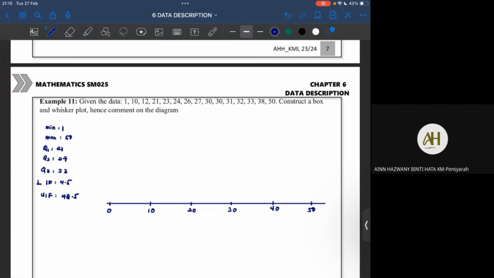Okay. So first thing first is label our minimum. So minimum ialah 1. Maximum is exactly dekat 50. So ini whiskernya. So boxnya ialah di Q1, Q2, Q3. So 21, 27, 32. Okay. So box.